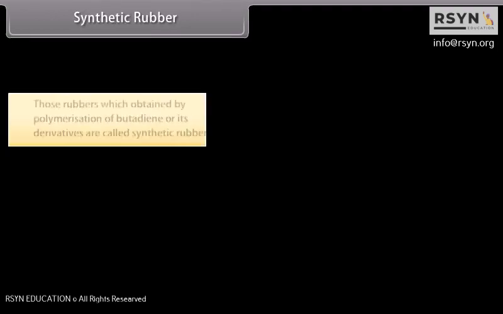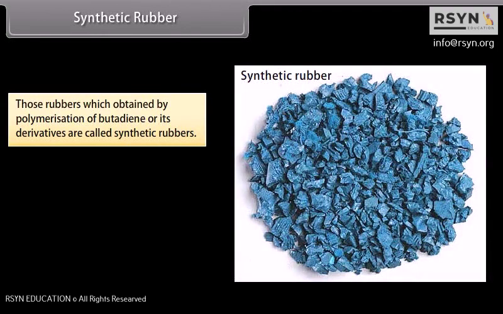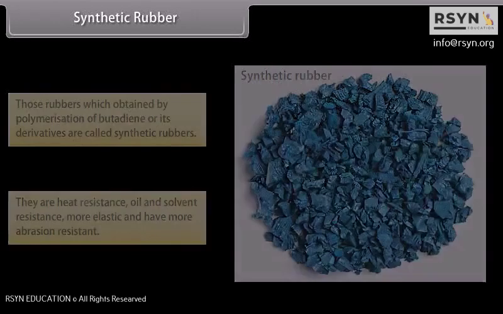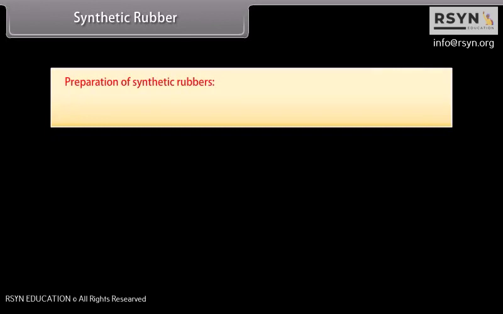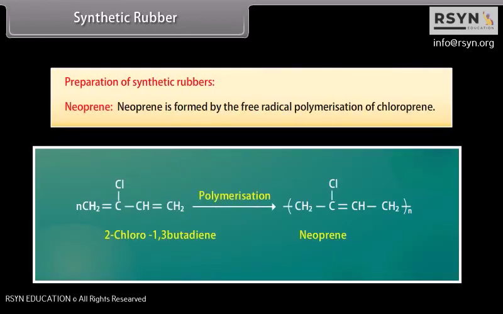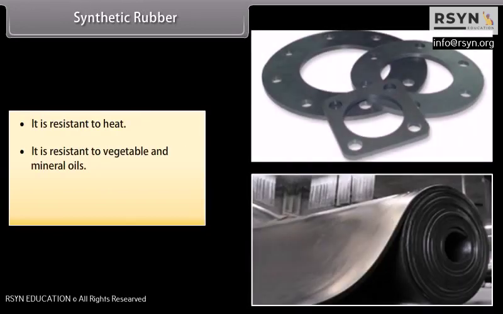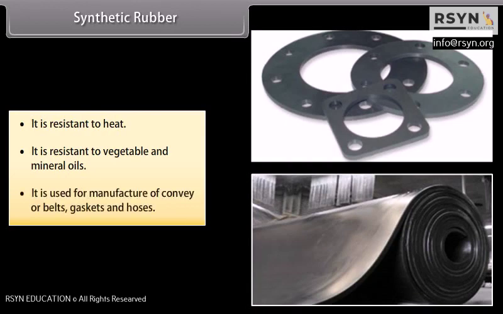Synthetic rubber. Those rubbers which are obtained by polymerization of butadiene or its derivatives are called synthetic rubbers. They are heat resistant, oil and solvent resistant, more elastic and have more abrasion resistance. Preparation of synthetic rubbers. Neoprene. Neoprene is formed by the free radical polymerization of chloroprene. It is resistant to heat. It is resistant to vegetable and mineral oils. It is used for manufacture of conveyor belts, gaskets and hoses.